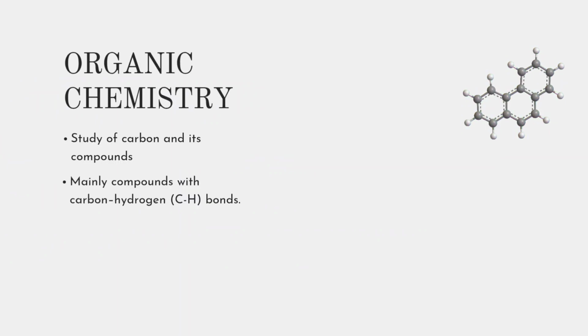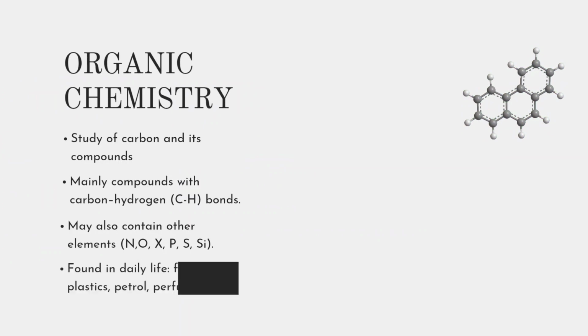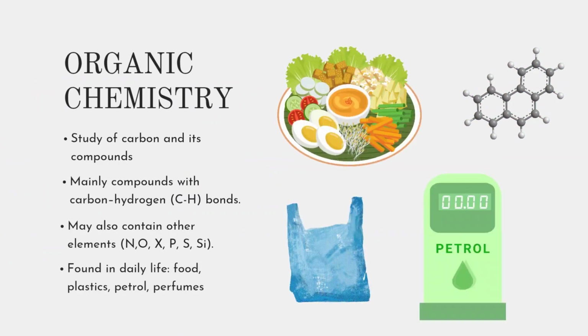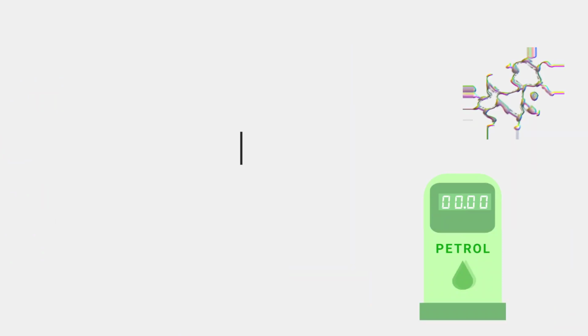Organic chemistry is the branch of chemistry that studies carbon and its compounds, especially those containing carbon-hydrogen bonds. It may also include other elements like nitrogen, oxygen, halogen, phosphorus, sulfur, silicon, etc. Many substances around us, like food, plastics, fuels such as petrol, and perfumes, are organic compounds.